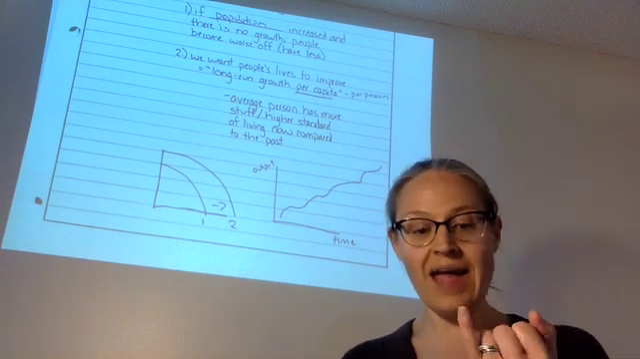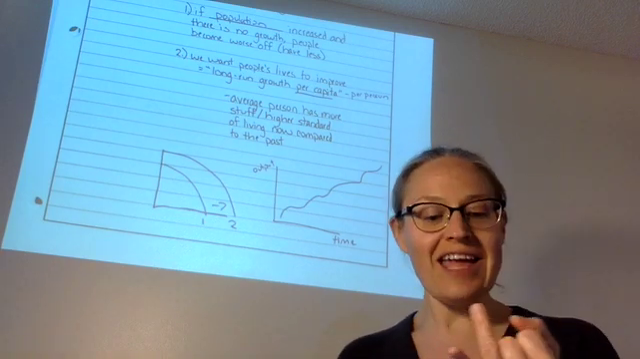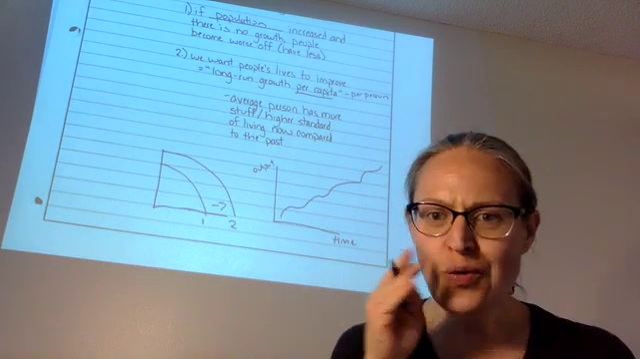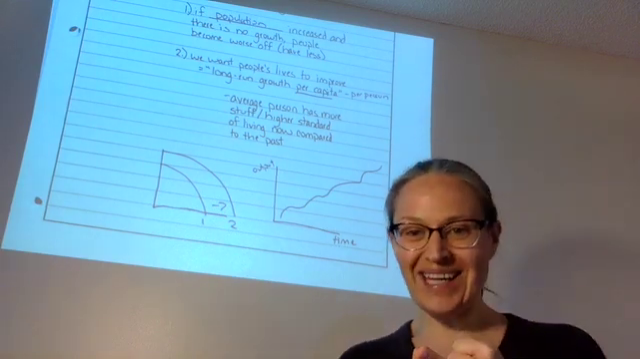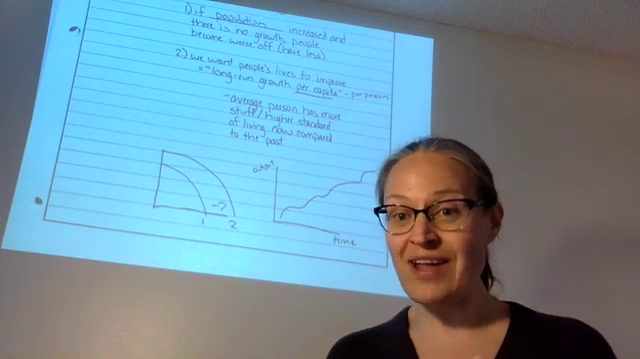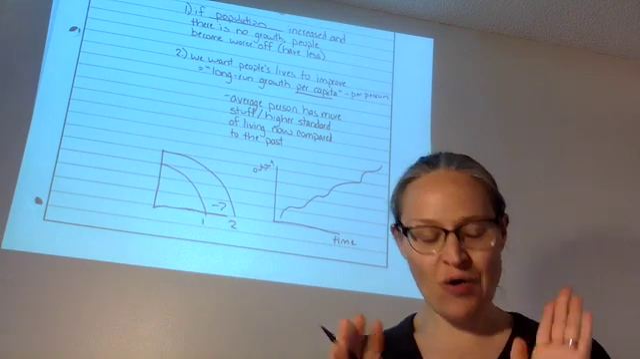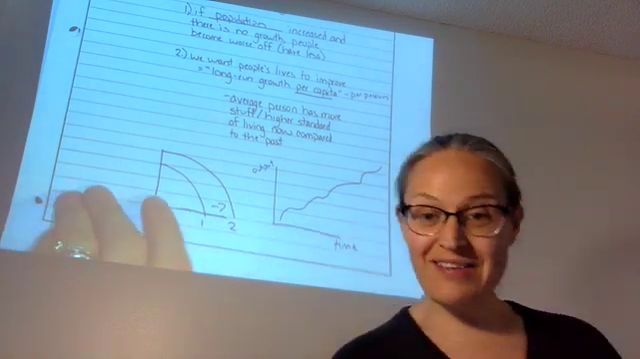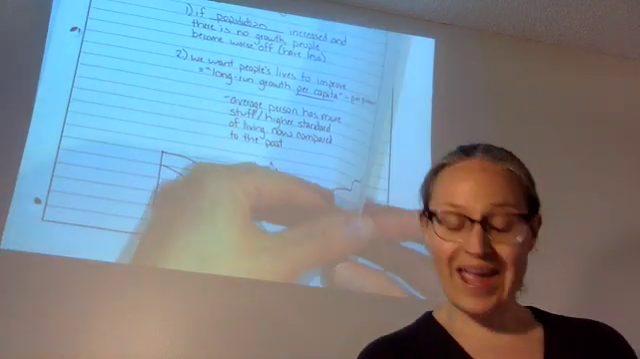It can be caused by advances in technology. It can be caused by increasing human capital, which is education and training. And it can be caused by increasing the natural resources available to us. So that is long-run economic growth. Economists care about that because it's one way to make more people okay.